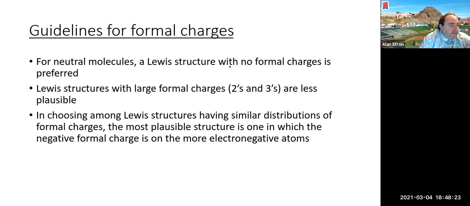If you draw a Lewis structure and you end up with formal charges that are fairly large, like 2s and 3s, maybe 4s, it's probably not the best arrangement for that particular molecule. When you're trying to decide between very similar distributions of formal charges in a Lewis structure, the one where we have the more negative formal charge on the more electronegative atom is probably the better structure. So when all else is equal, if we have one with a positive formal charge on an electronegative atom versus one where the negative charge ends up on that more electronegative atom, the one with the negative charge is probably the better structure. So these are general rules that will help you decide between arrangements of Lewis structures.